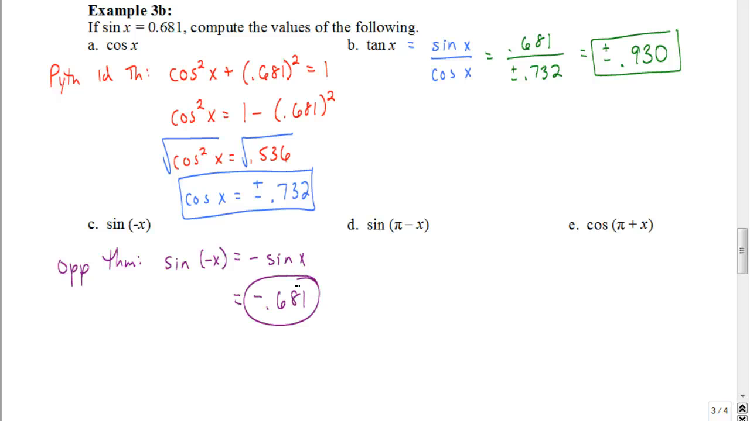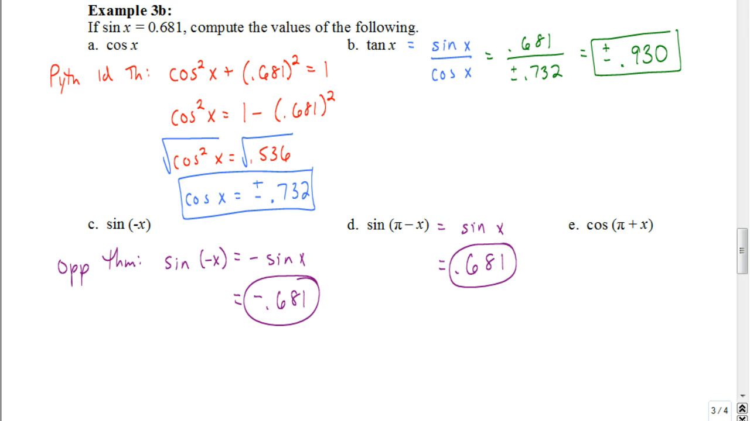So this is saying the sine of pi minus x. Well, remember, pi is the same as 180. So here they're setting it up for us. It'd be the supplements theorem, 180 minus x, or pi minus x, equals the sine of x. Again, this is the supplements theorem. And so the sine of x we know is 0.681, so my answer would be 0.681.